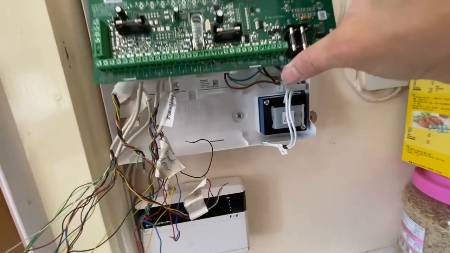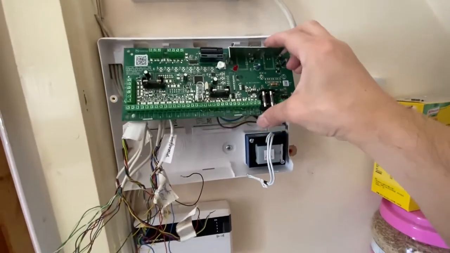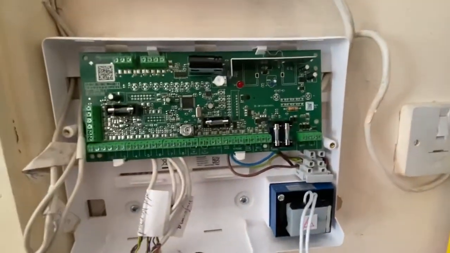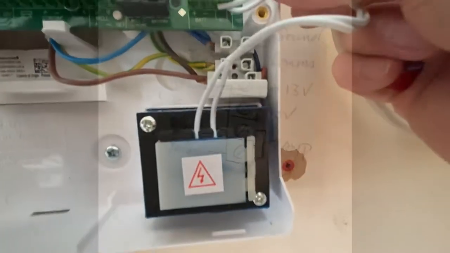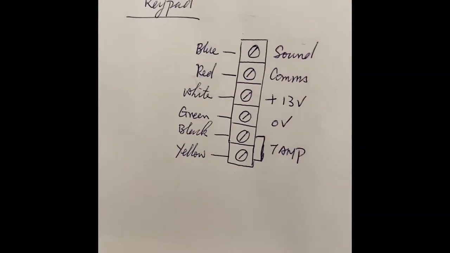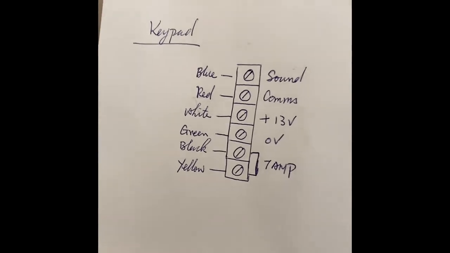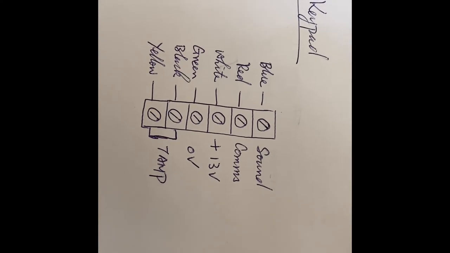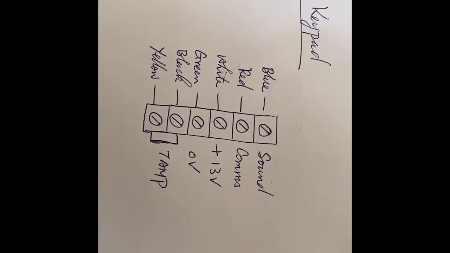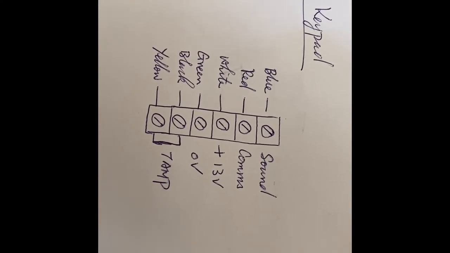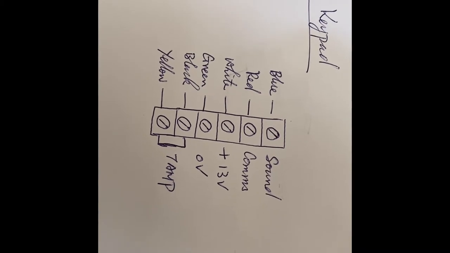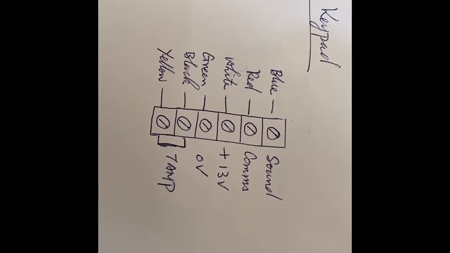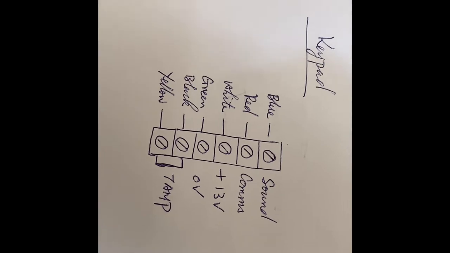Second, new control board. Let's put it back. Line up AC power to the transformer. My original connection, copy and paste. Blue to sound, red to comms, white to plus 13V, and the green to 0V, black and yellow to 10.